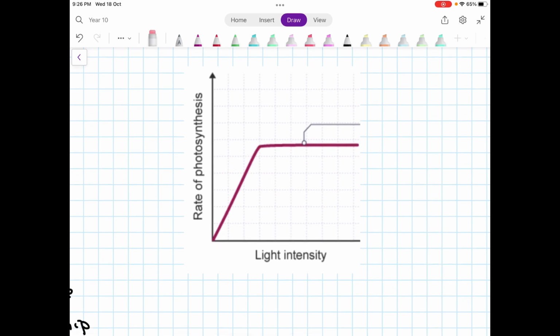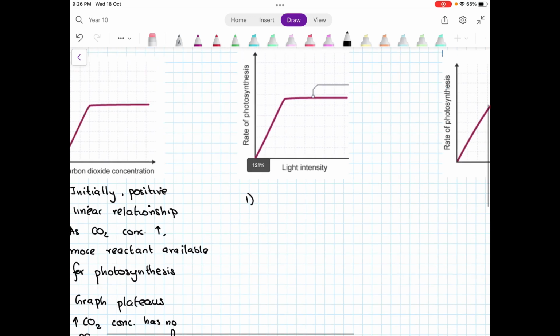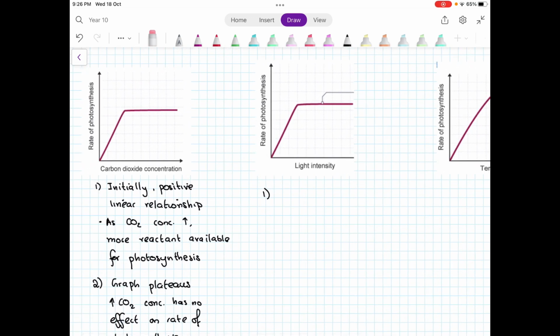And the reason why this is the case is because when the light intensity is higher, there's more light energy supplied for photosynthesis to occur, especially for its light-dependent stage. I'm actually just going to copy this over.